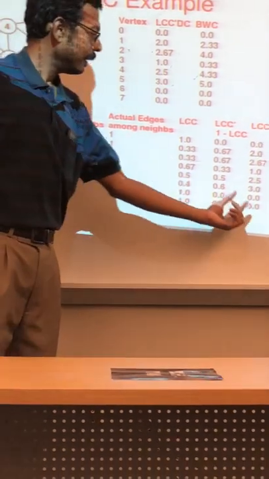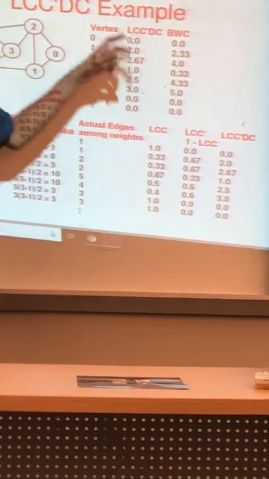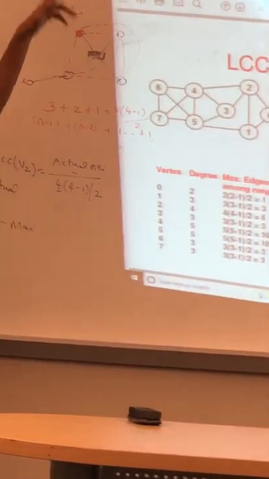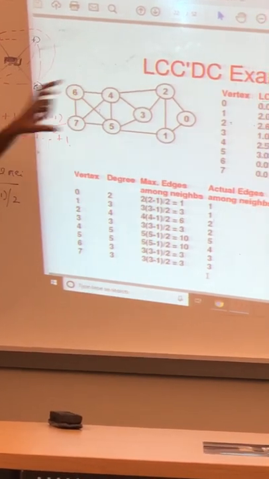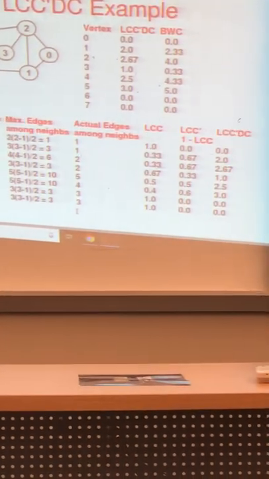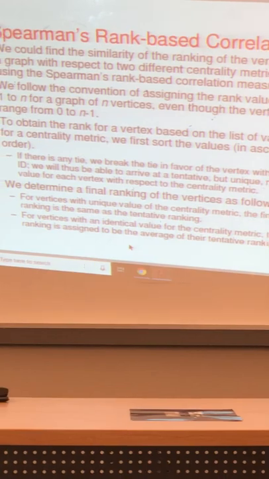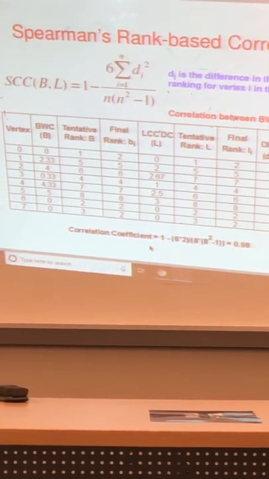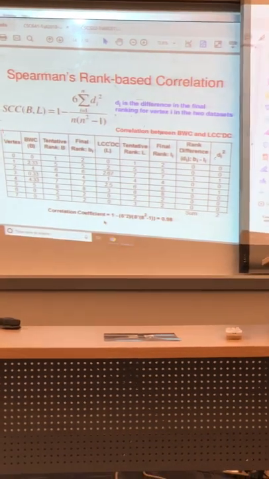So these numbers can be used to rank the vertices based on betweenness centrality. Remember the ranking I wrote before. Such a ranking is going to be very similar to the ranking based on betweenness centrality. Okay? So I'm going to show how to compute the correlation of these two rankings. There's a name called Spearman's rank-based correlation.